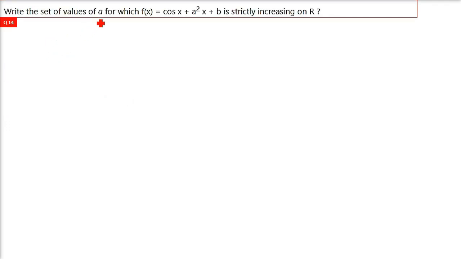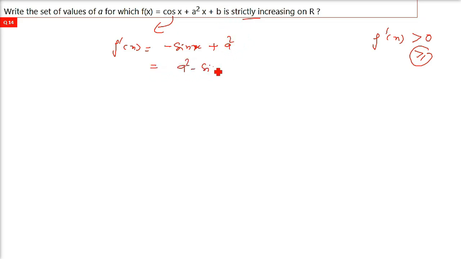Write the set of values of a for which f of x equals cos x plus a square x plus b is strictly increasing on R. We have the value of a. Strictly means f dash x should be greater than 0. It should not be equal to 0. Greater than or equal means it is increasing. Only greater means it is strictly increasing. We have the differentiation tool. We will differentiate it. Cos x gives minus sin x. You have plus a square. B will be 0. You get a square minus sin x.